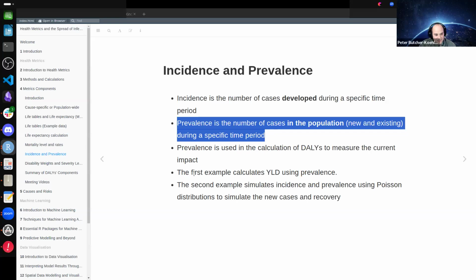In the book, there are two examples. The first one calculates years of life with disability using prevalence, and the second simulates incidence and prevalence using Poisson distributions to model the new cases and the recovered cases in a COVID-19 simulation.